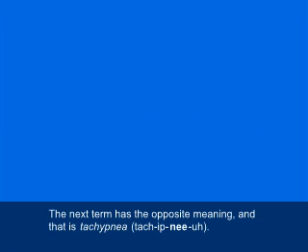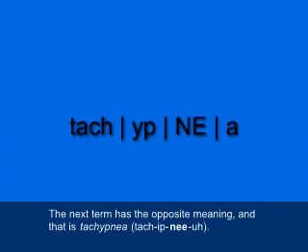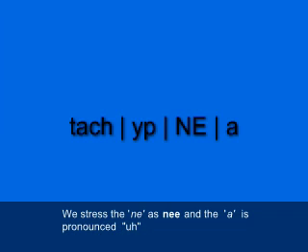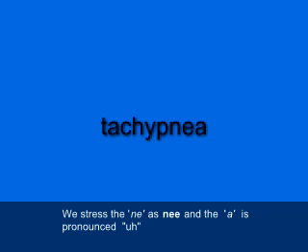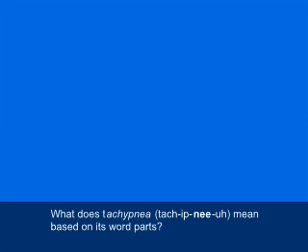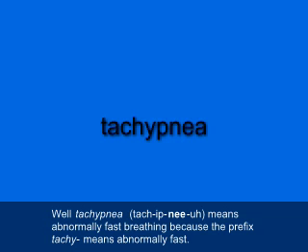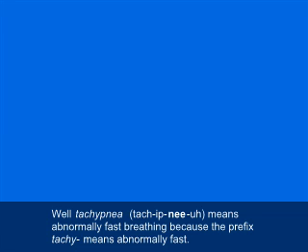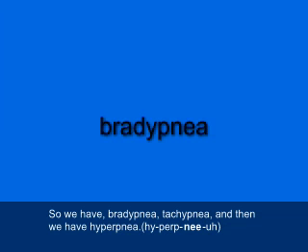The next term has the opposite meaning, and that's tachypnea. Again, we pronounce the first two syllables, tachy, and the P as tachyp, which seems really weird. Tachyp, we stress the knee, and then ah. Tachypnea is what, based on its word parts? Well, tachypnea means abnormally fast breathing, because that prefix tachy means abnormally fast. So we have bradypnea, tachypnea, and then we have hyperpnea.